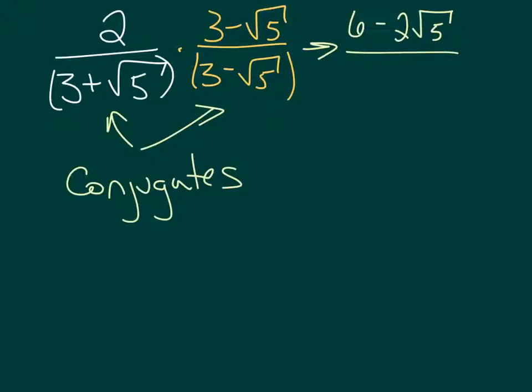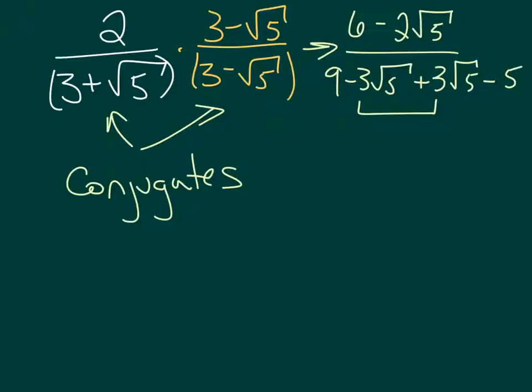Okay, so now we're FOILing the bottom. So 3 times 3. 3 times negative radical 5. Radical 5 times 3. And radical 5 times negative radical 5. Negative square root of 25, which is really negative 5. Okay, so now we have this -3 + 3, and those cancel, and now we don't have a radical, and there you go. That's what a conjugate is.